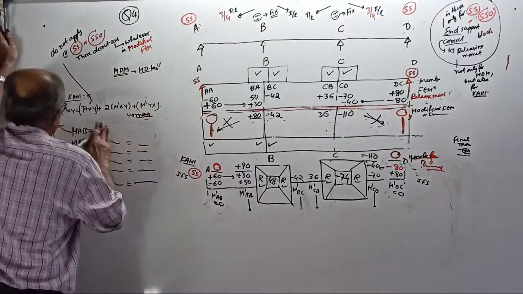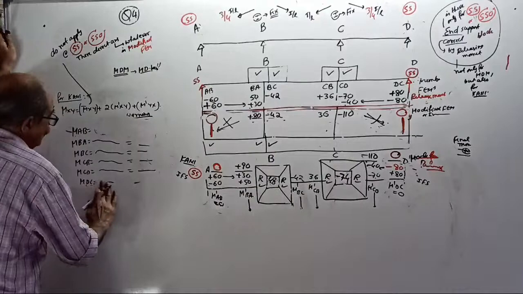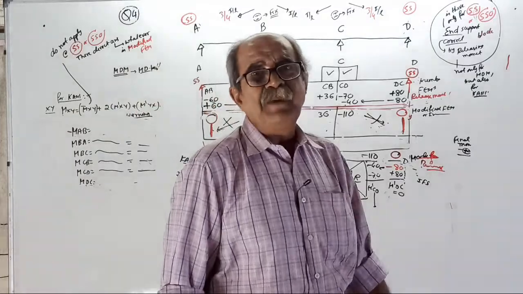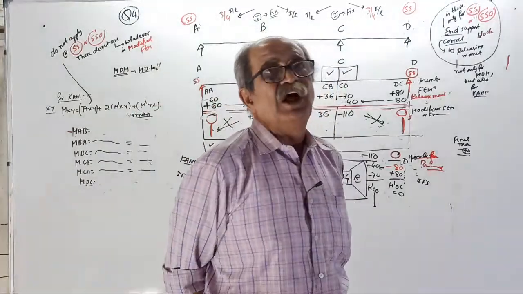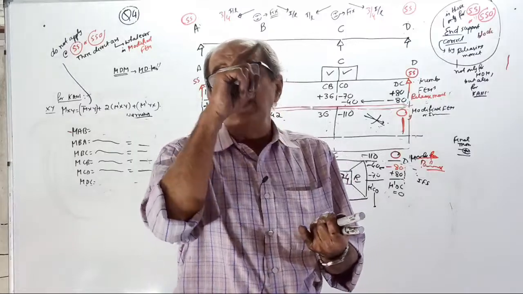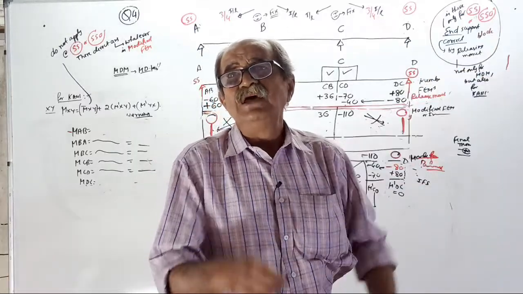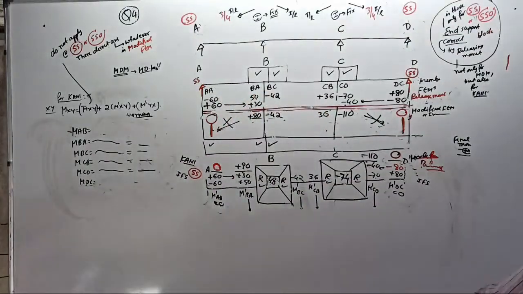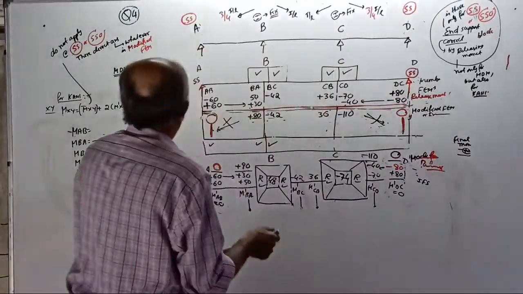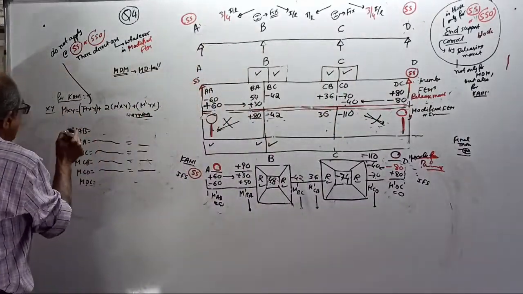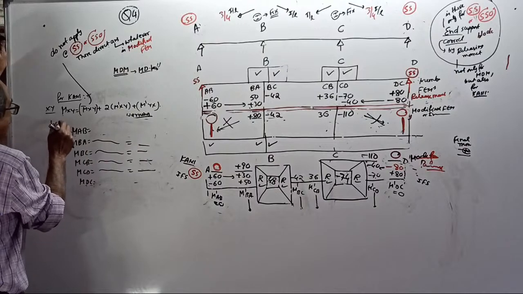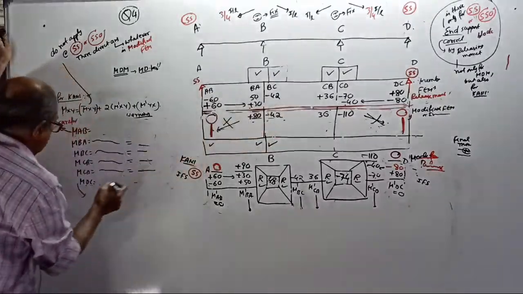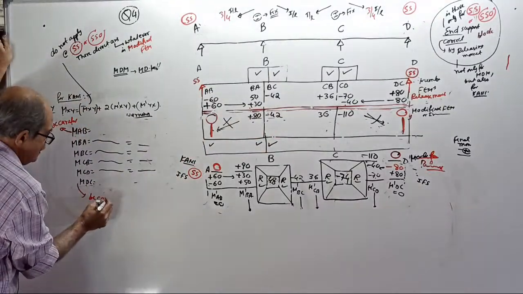When you find the final moment, lastly, tell me where you should be extremely careful. Where you should not apply Kani's method, not apply the regular formula of FPM plus 2 times this contribution plus far contribution. You should not apply it at a simple support. Where, tell me? At A and D. So, at A, the moment is MAB. Be careful. At D, the moment, simple support. Here also be careful.